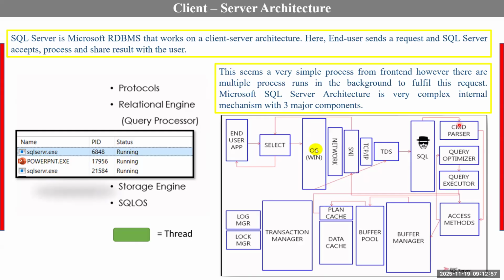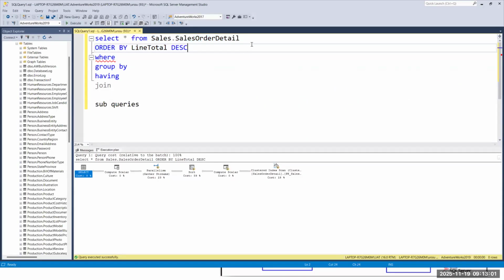Semantic checks. What do you mean by semantic checks? Semantic checks is whether this object is available, whether this column is available. Whatever column you are trying to read or process, whatever table you are going to process, whether the table is available.